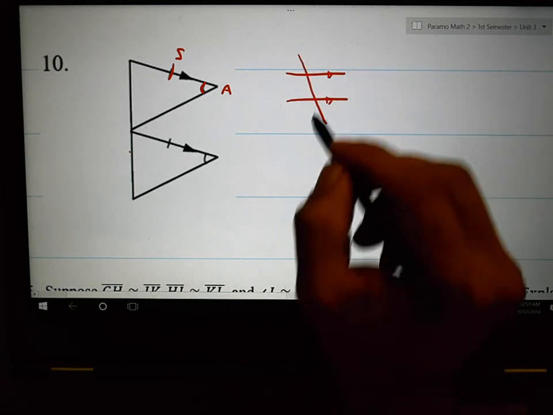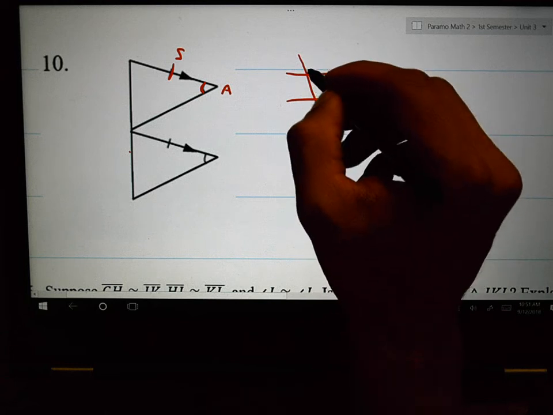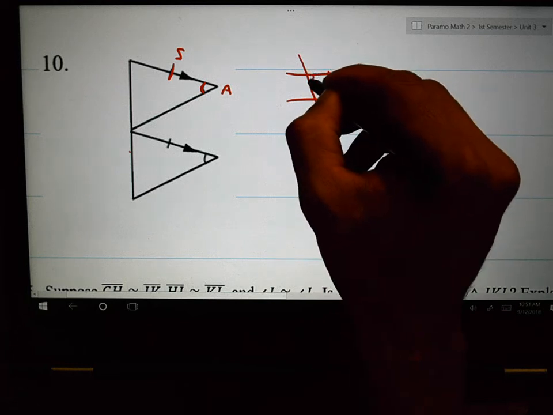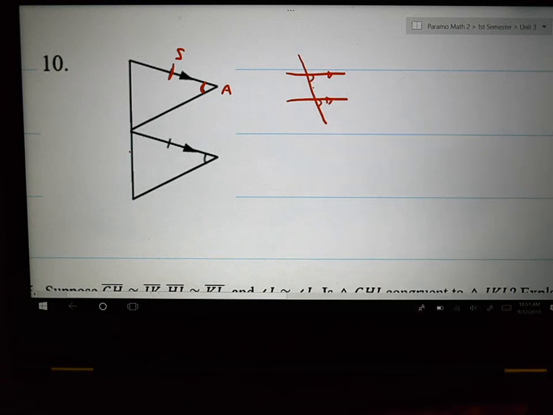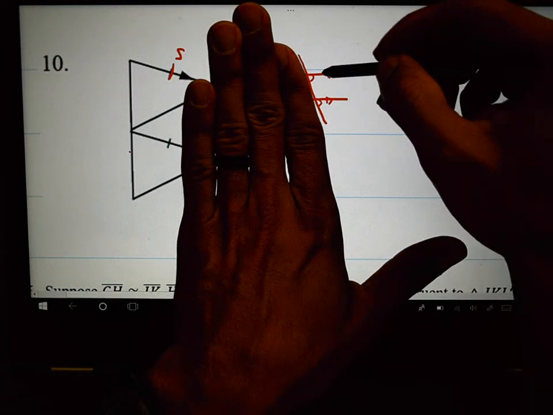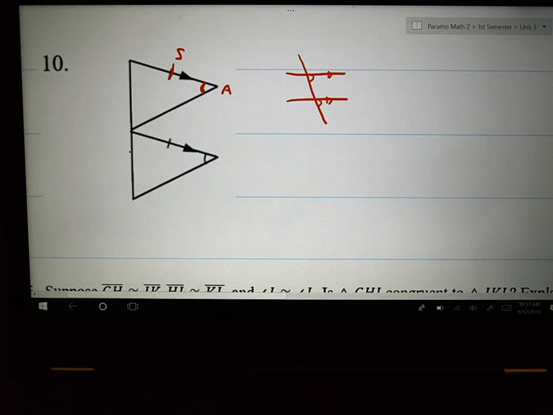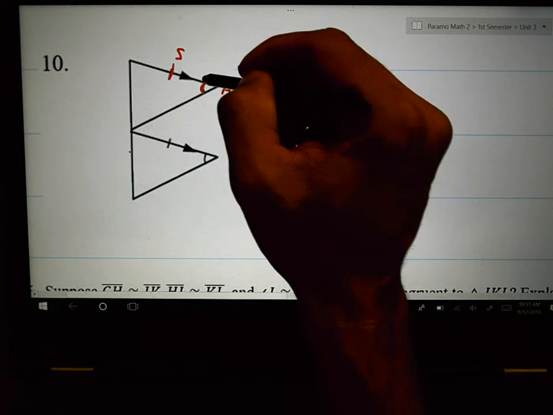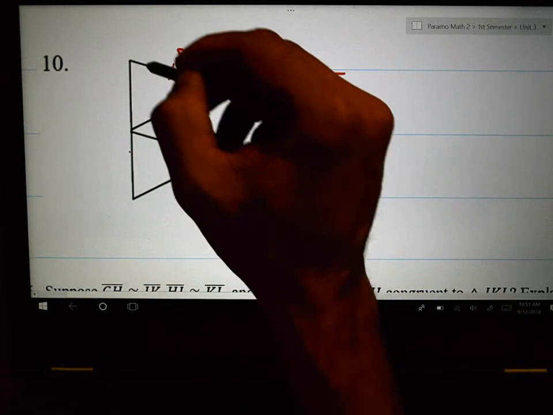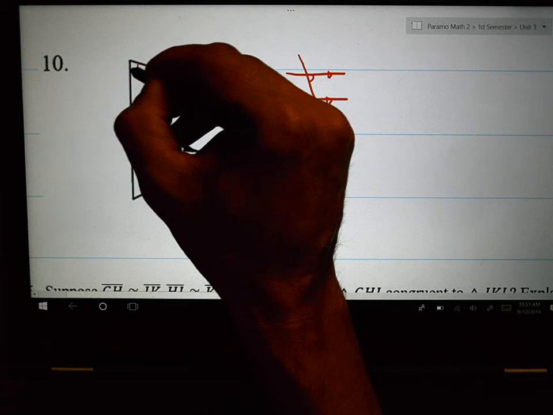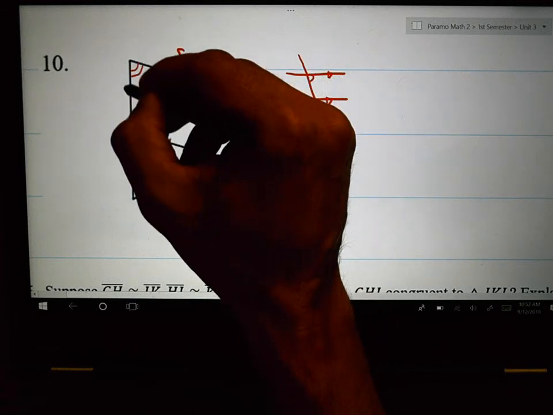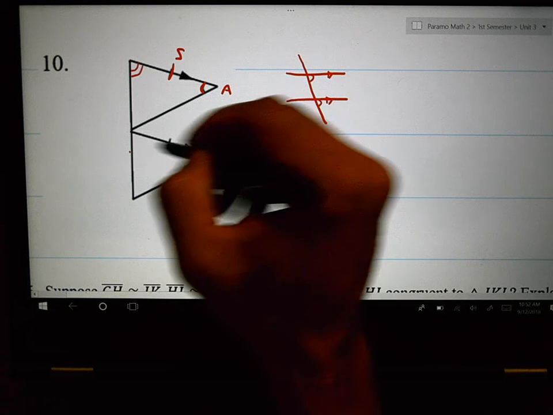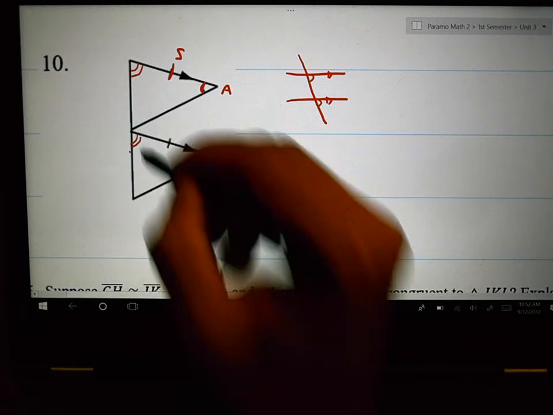The corresponding angles were the ones I told you that looked like an F. They're right in the corners of the F. Corresponding. Same side, skip a space. Here's your F. This angle here is corresponding. Here's your parallel line. Here's your transversal. Here's your other parallel line. It's the same as this double right there.